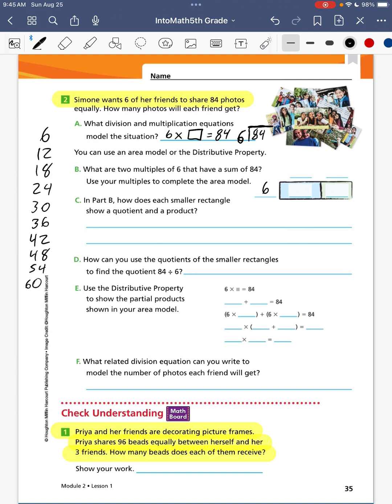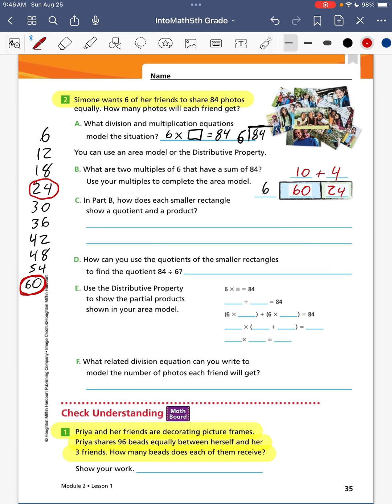All right, so looking at my list of multiples, many of these numbers can be added to add up to 64, but anytime that we can have a 60, we're going to use that because that is a multiple of 10. 60 plus 24 would equal 84. 6 times 4 gives us 24.